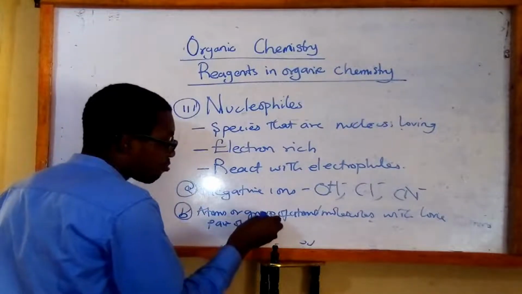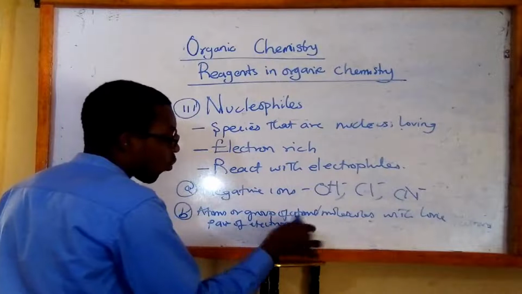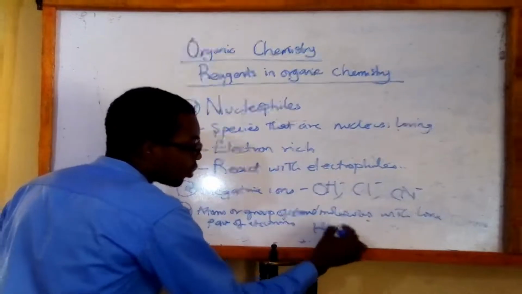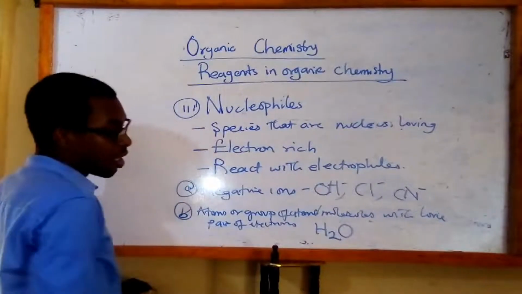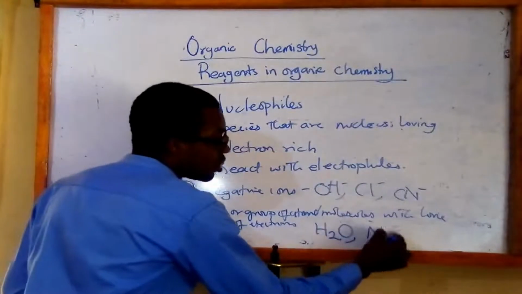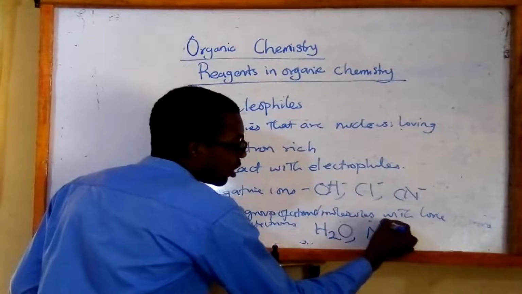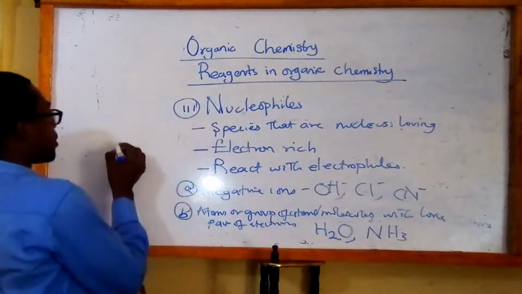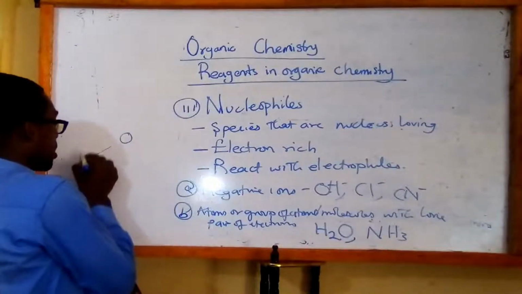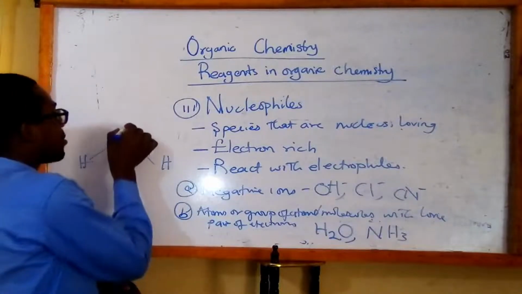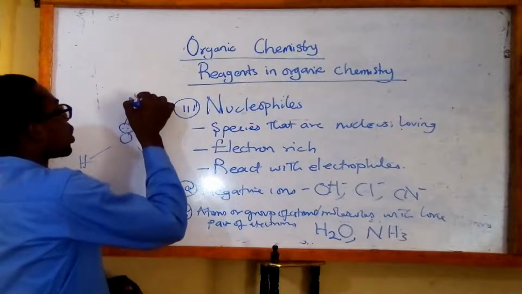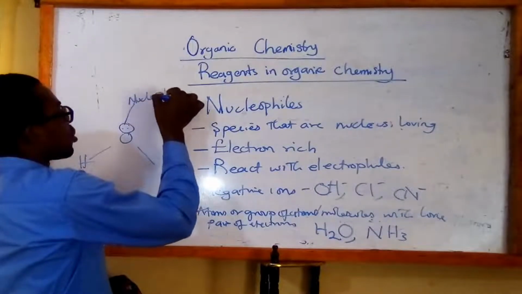An example of this is water. Water is a molecule and it has a lone pair of electrons on oxygen. Another example is ammonia. It also has a lone pair. If you draw the structure of water, you can see that oxygen has a lone pair, and that makes it to be called what? A nucleophile.